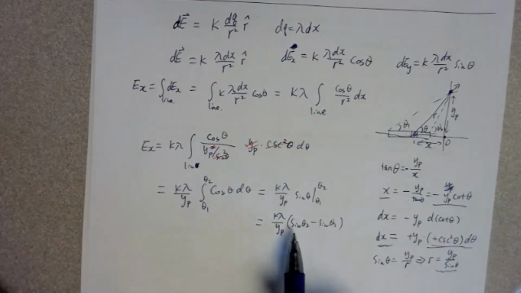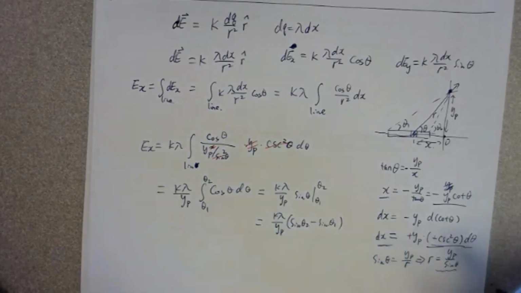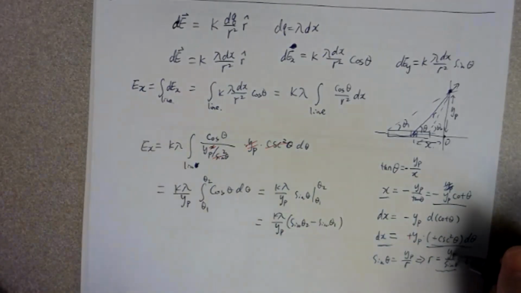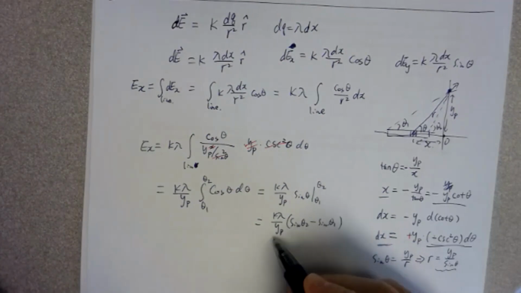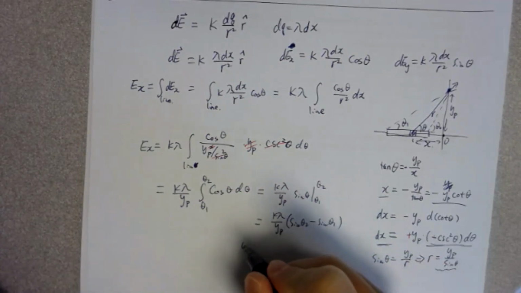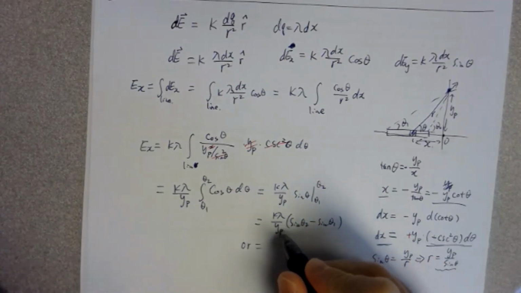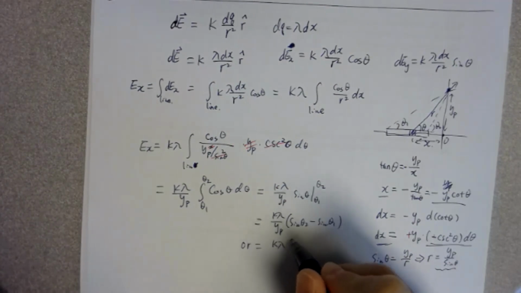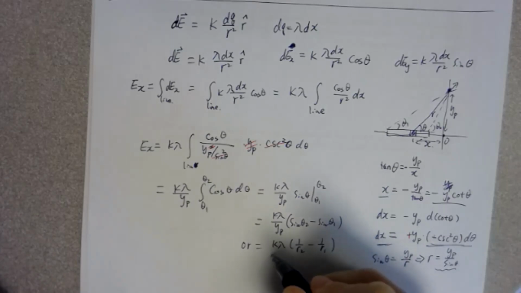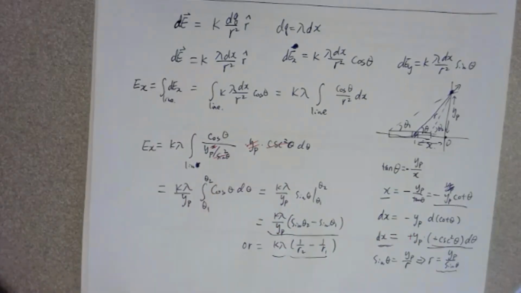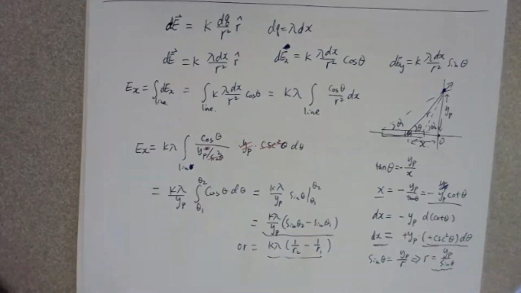If you do yp over sine theta, that gives you r. So then sine theta over yp gives 1 over r. So this could also be equal to sine theta over yp, that is k lambda times (1 over r2 minus 1 over r1). So either this one or that one, as shown on the PowerPoint.